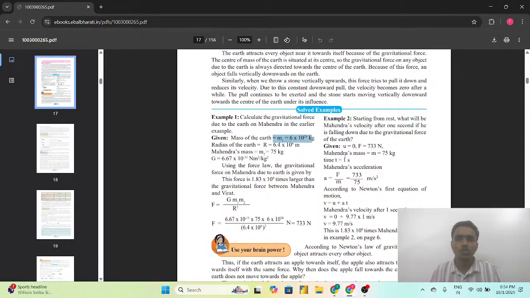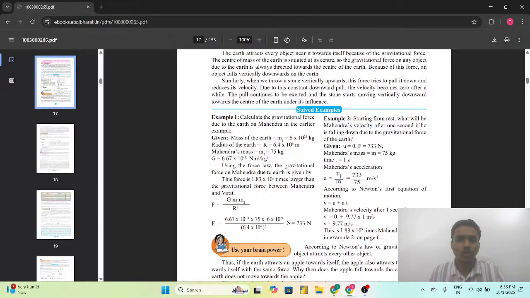So we have initial velocity 0, force equal to 733 Newton, Mahendra's mass as we know is 75 kg, and time is 1 second, which is given in this example question. So we first have to calculate Mahindra's acceleration, because we have to find the final velocity. Recall that we need the final velocity. So which of Newton's equations includes acceleration, time, initial velocity and final velocity? First, let us find the acceleration.